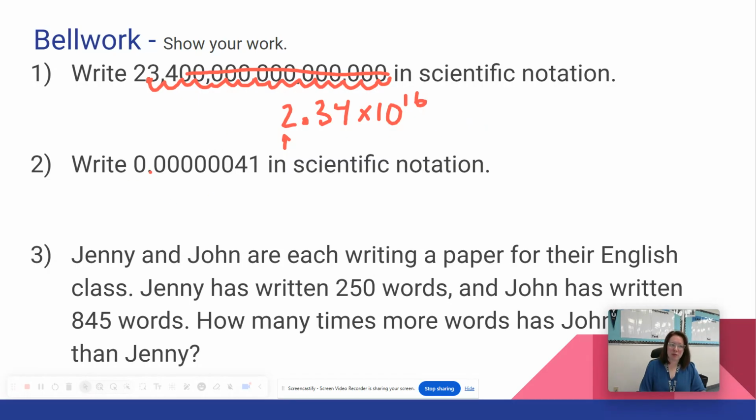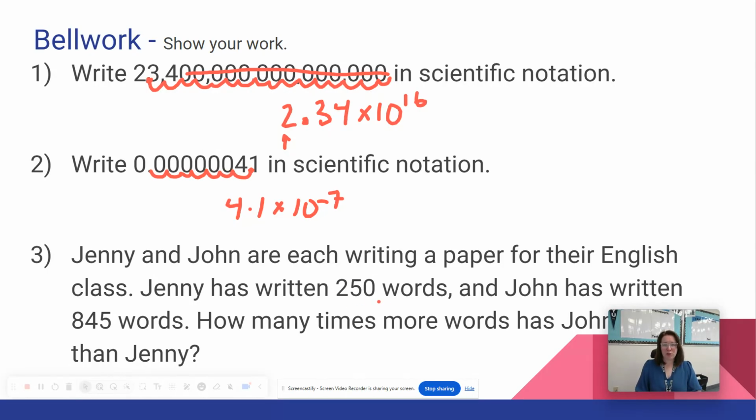Write this in scientific notation. Again, 0 does not count as a digit. It's got to be between 1 and 9. So I need to move this so there's something between 1 and 9 in front of it. Not a 0. 1, 2, 3, 4, 5, 6, 7. 4.1 times 10 to the 7. No, not times 10 to the 7, because 7, like a positive 7, means a big number. Negative means our decimal.